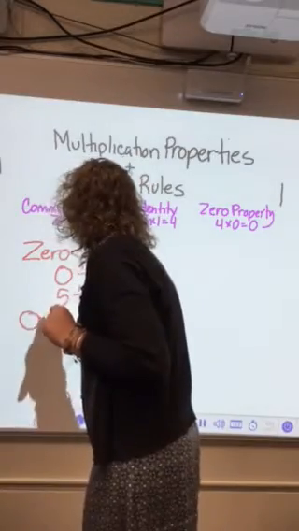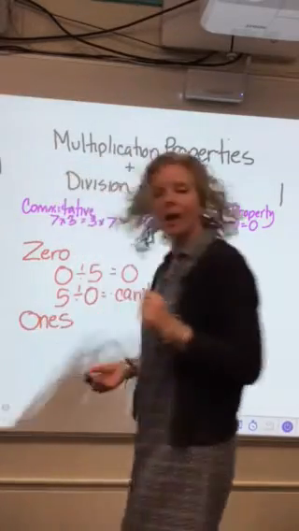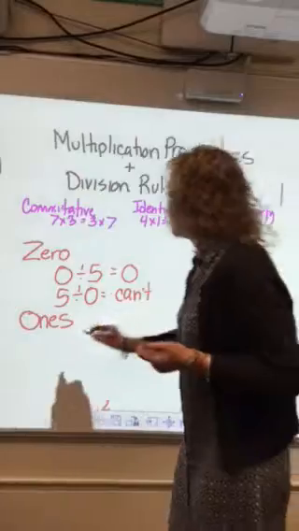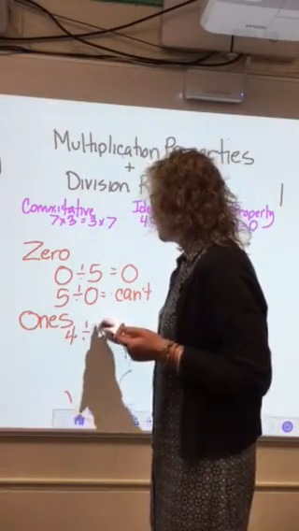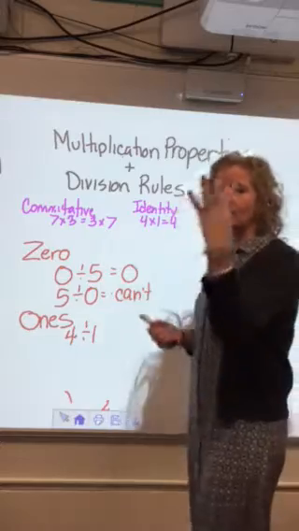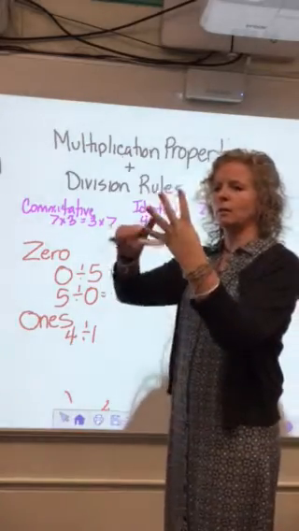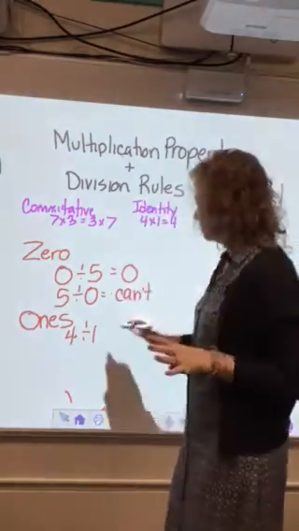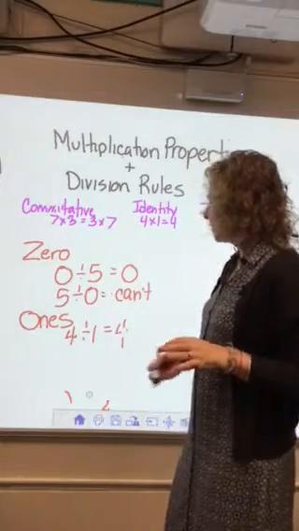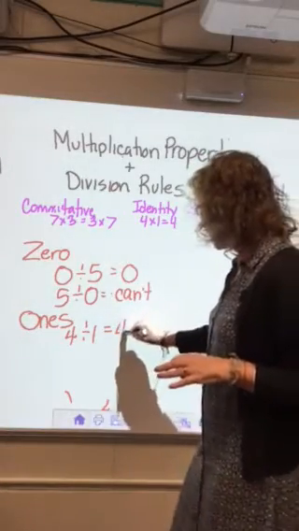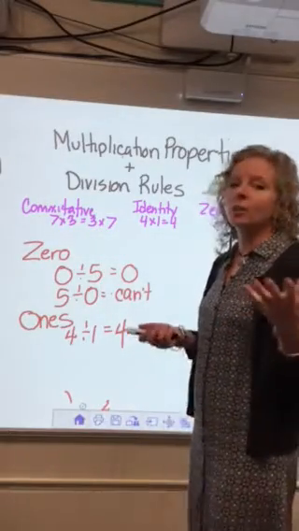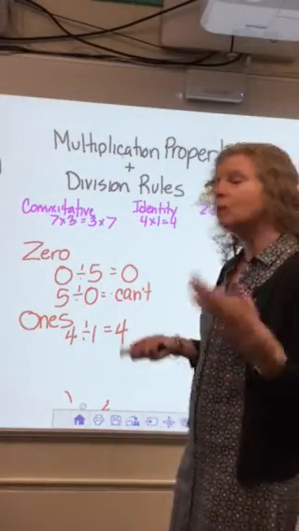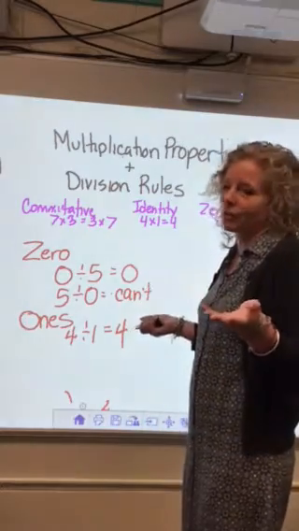Lastly, I want to talk about ones in division. They also have some special rules. First off, if your dividend is 4 and you divide it into groups of 1, here's 4 things, break it into groups of 1. You're going to end up with those 4. You're going to end up with 4. When you divide by 1, you end up with the same number that you started with.